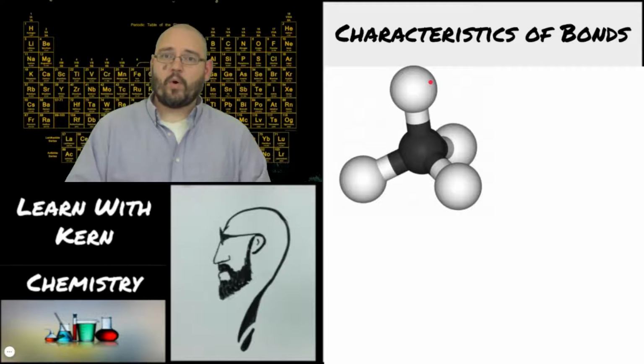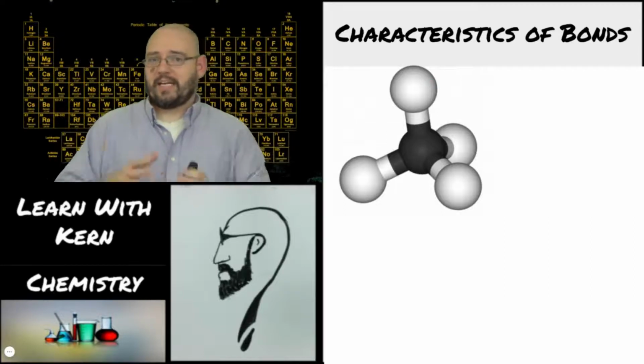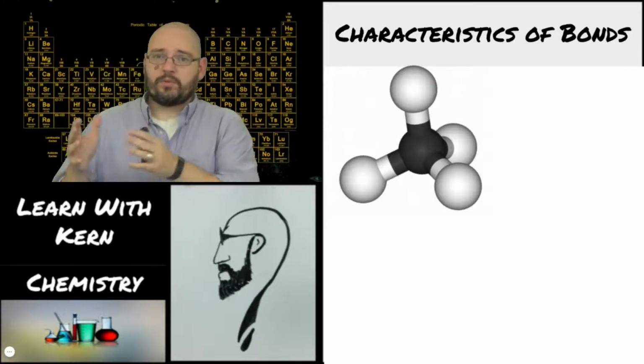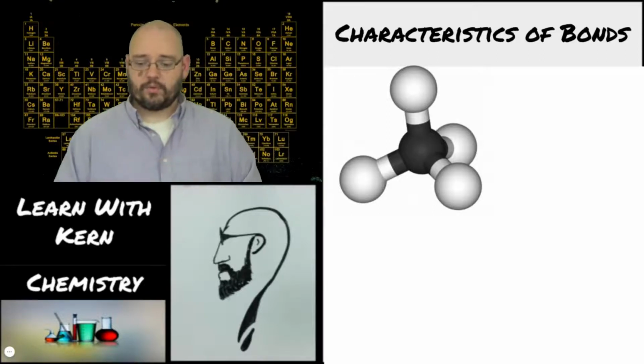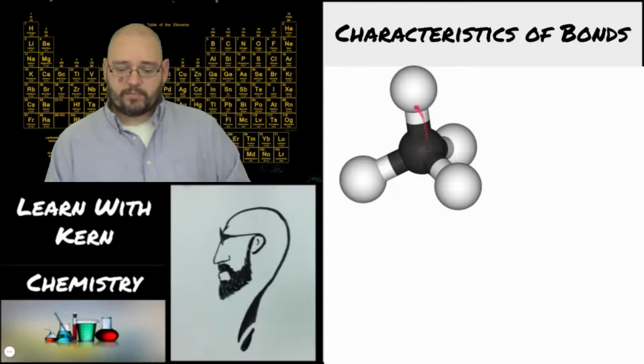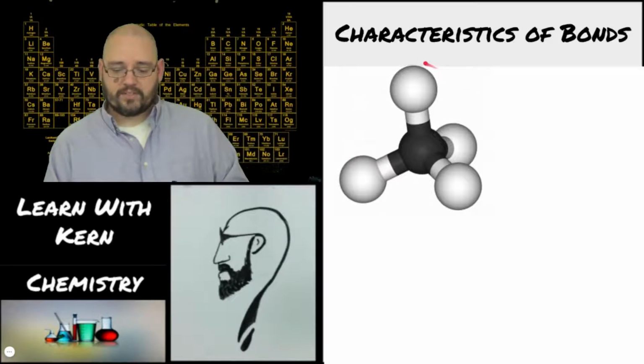In order to be a polar molecule, you've got to have a slightly positive side to the molecule and a slightly negative side to the molecule. Well, even though this bond is polar, so slightly positive, slightly negative, slightly positive, slightly negative, the molecule as a whole is not polar. It's because it's symmetrical in all directions.